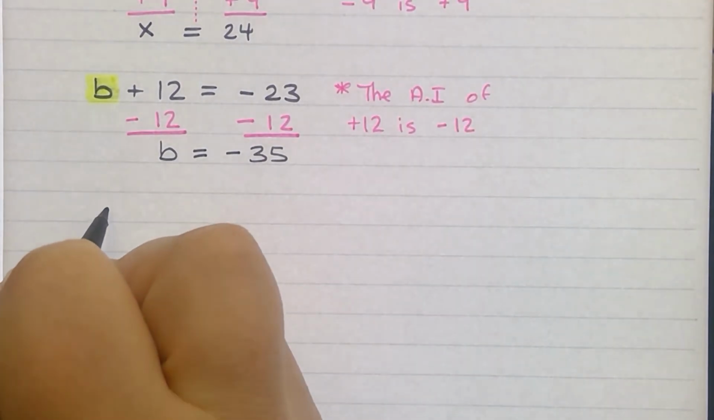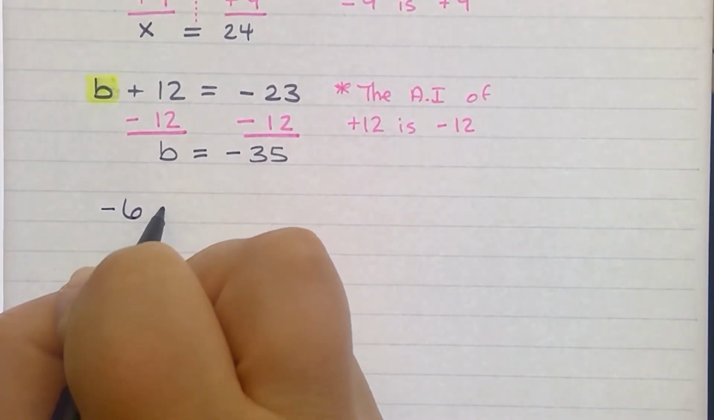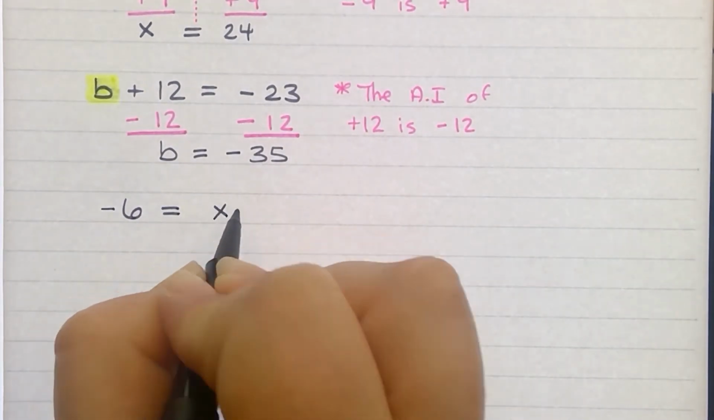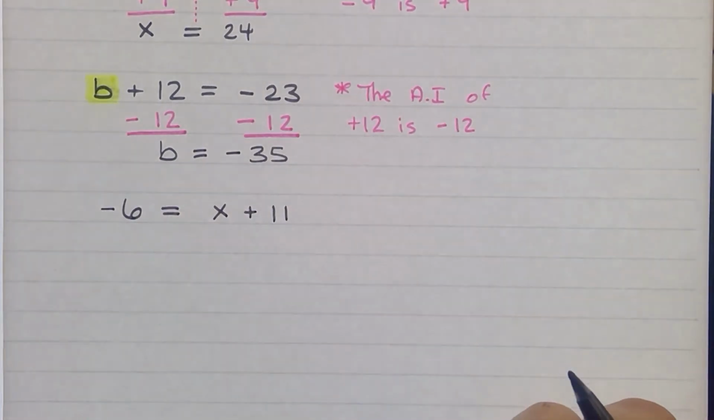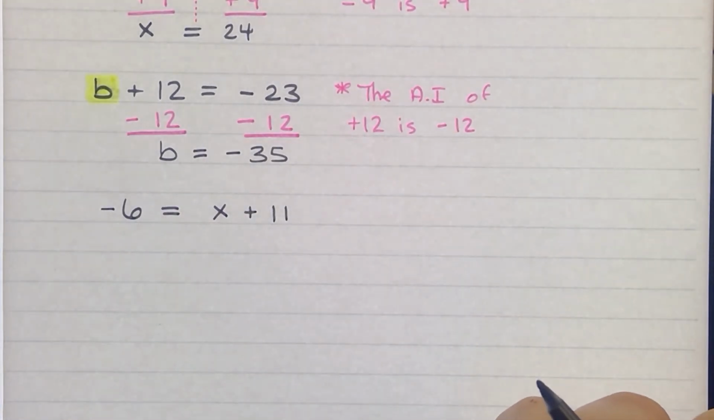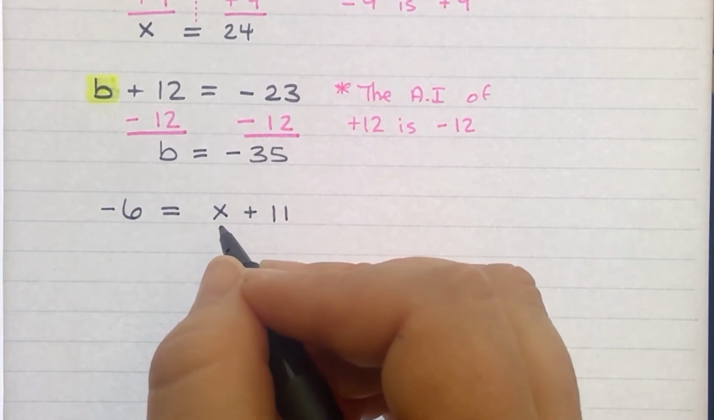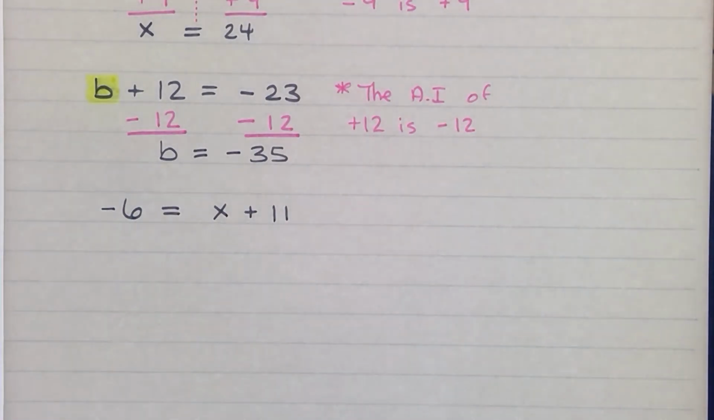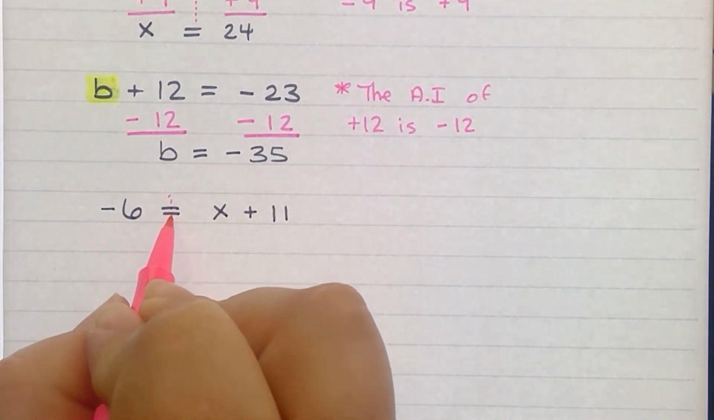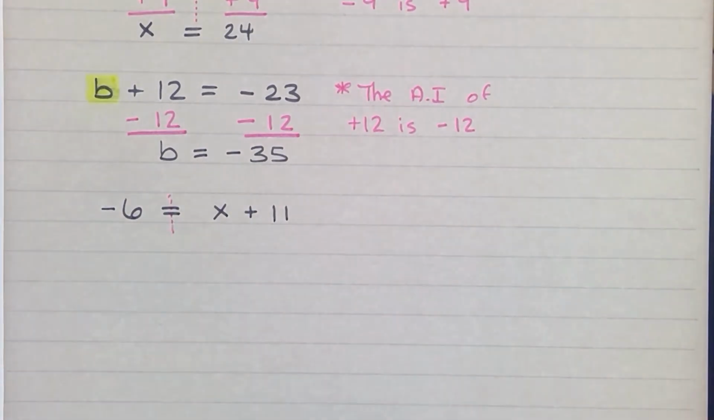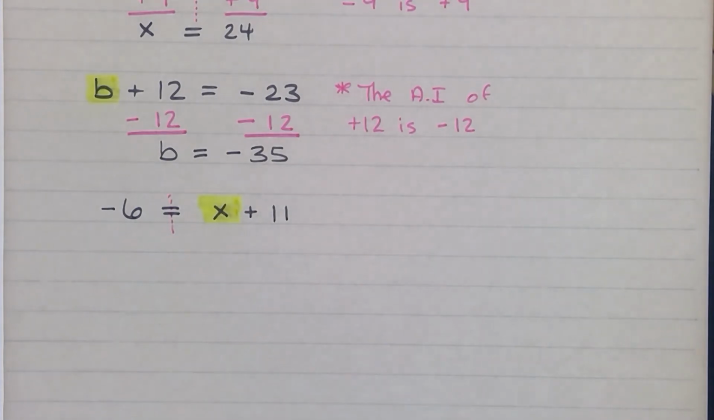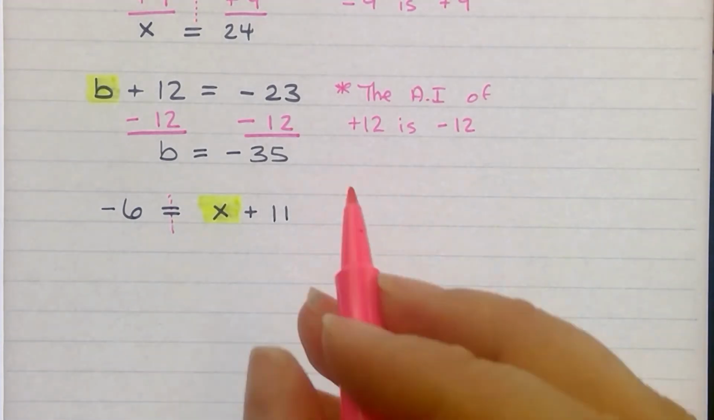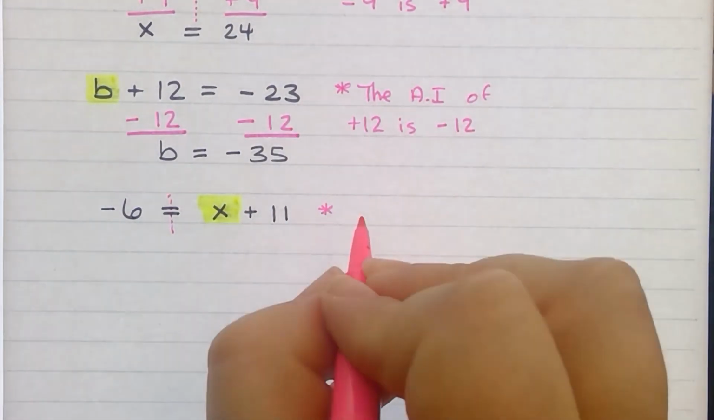So let's do a different kind. -6 equals x plus 11. Looks a little different, a little uncomfortable. Your variable's on the right side instead of the left side. That's okay. We still want to isolate x. So highlight your x if you have a highlighter, and then we look at x. What's bothering x? What is your additive inverse that you need to use?